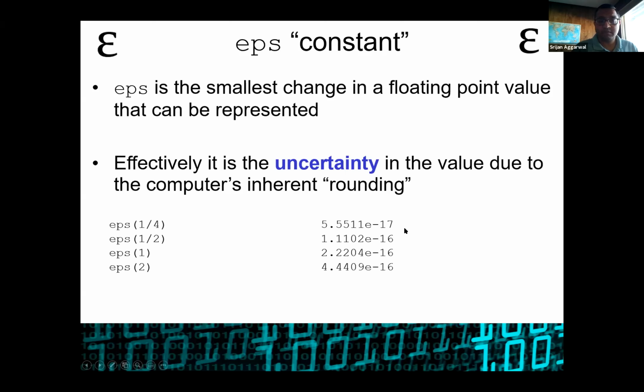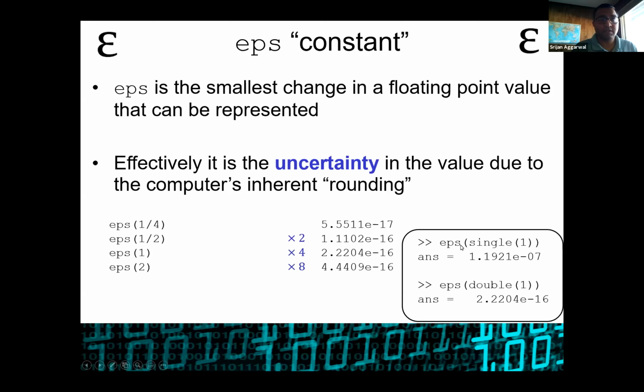And you can even ask MATLAB what the error is. For example, if I have a number 1 by 4, what is the epsilon on that? What's the error on that? MATLAB tells me the error on that is this. What's the error on half? A slightly greater error. On 1, more error. For 2, slightly greater error. As you can see, the error is getting multiplied by 2 each time, because as I'm multiplying the numbers by 2, the error is getting multiplied correspondingly by 2.